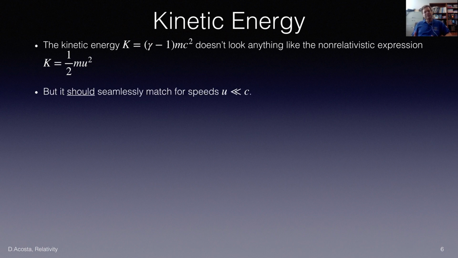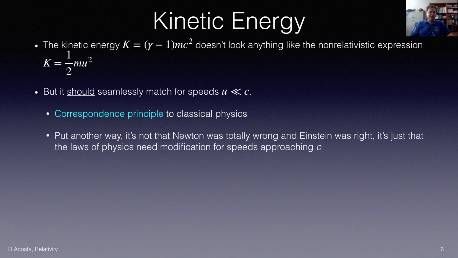In fact, they should seamlessly match for speeds much less than the speed of light. For u much, much less than c. So when I write two less than signs, it means much less than. This is kind of referred to as a correspondence principle. And we want to talk about our expression corresponding to the classical results of physics, classical physics.